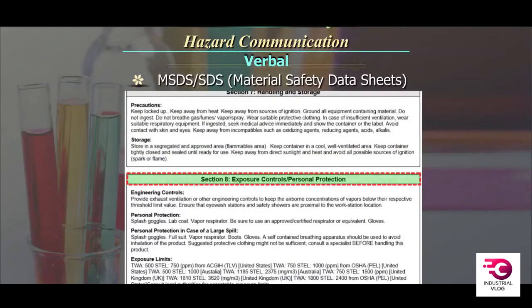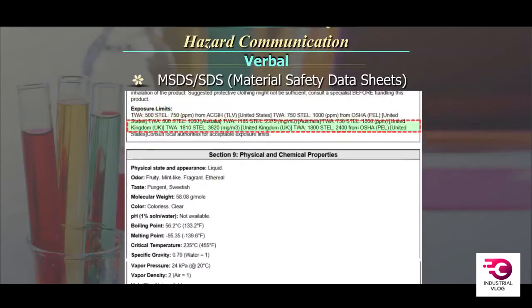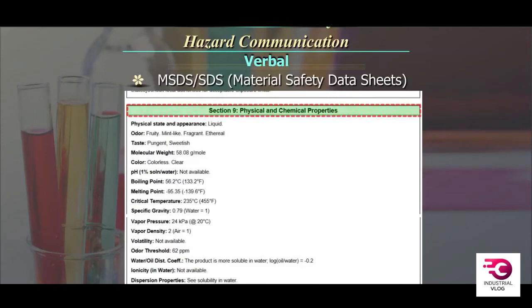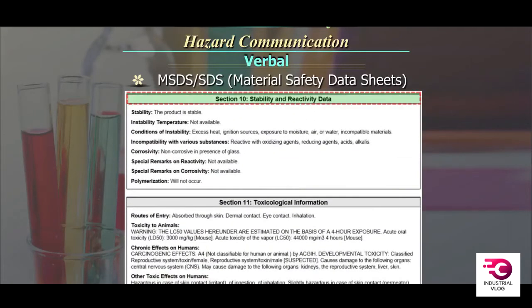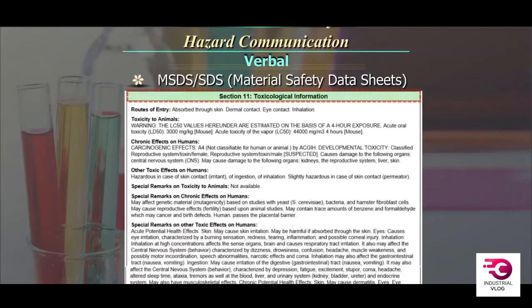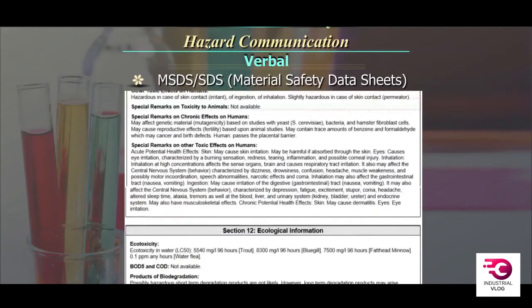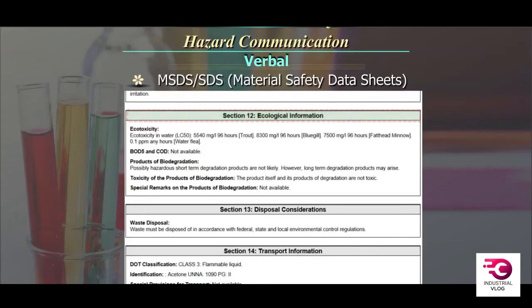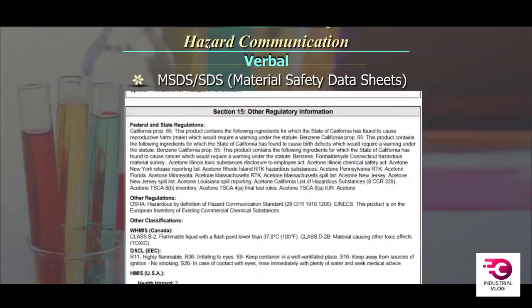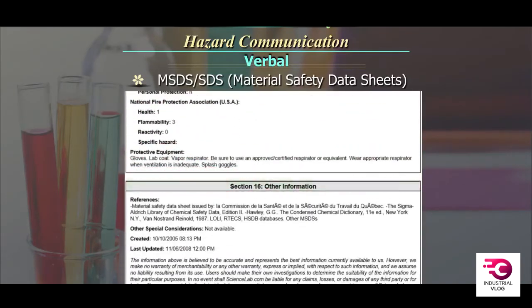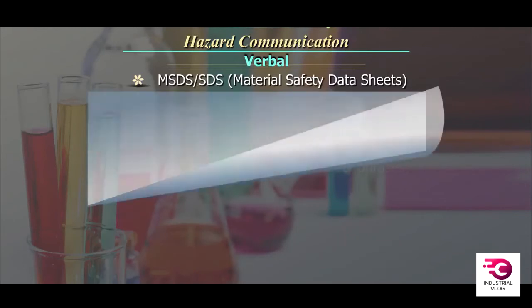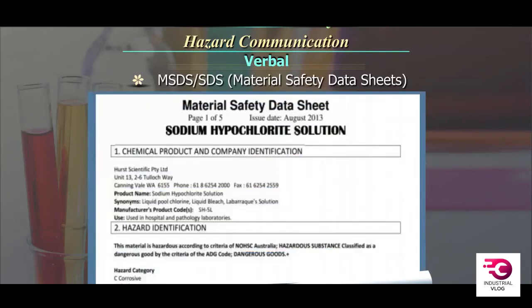8. Exposure controls or personal protection. 9. Physical and chemical properties. 10. Stability and reactivity. 11. Toxicological information. 12. Ecological information. 13. Disposal considerations. 14. Transport information. 15. Regulatory information. And 16. Other information. Here is an example of page 1 of the MSDS of sodium hypochlorite solution giving all this detailed information.